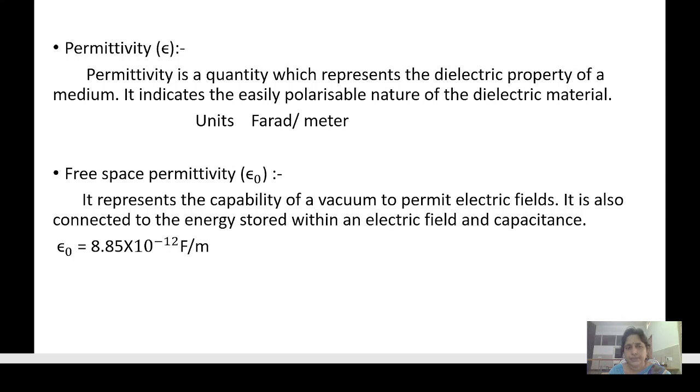Free space permittivity. It represents the capability of a vacuum to permit electric fields. It is also connected to the energy stored within an electric field and capacitance. Epsilon naught, the free space permittivity, is equal to 8.85 into 10 power minus 12 farad per meter.